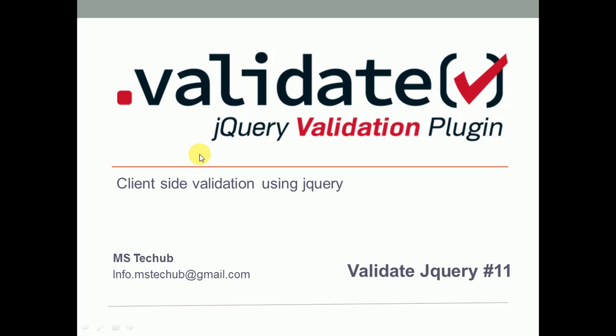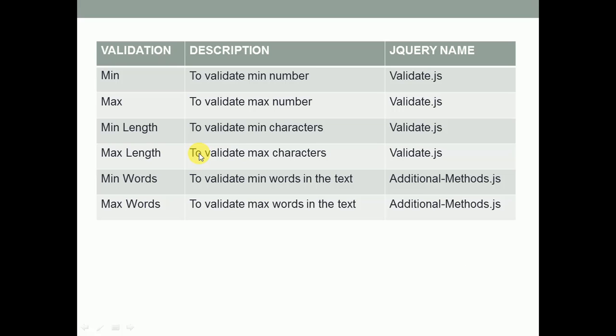This is the continuation of the validation series. In this video we are going to discuss validation for minimum and maximum numbers, and these are available in validate jQuery. For minimum length and maximum length, to validate minimum and maximum characters, these are available in validate jQuery, and for minimum words and maximum words validation, these are available in the additional methods jQuery.